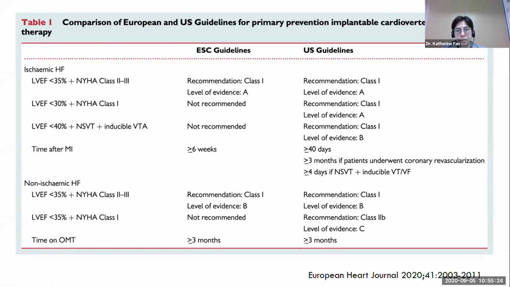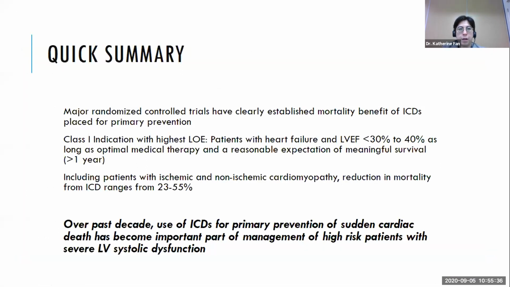So this is more or less just the major difference between the two, ischemic and non-ischemic heart failure groups, in the ESC and the US guideline. Well, a very quick summary. The major randomized controlled trials have clearly established mortality benefit for ICD placement for primary prevention. It's a class 1 indication with the highest level of evidence.